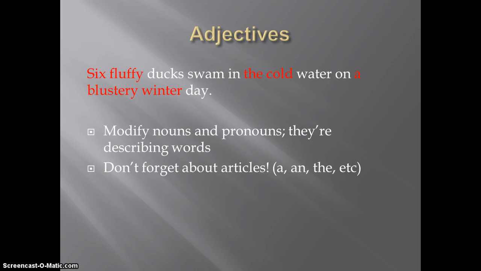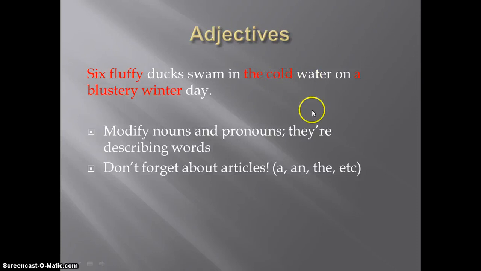Adjectives, they're describing words. They describe or modify. When you hear the word modify, it just means it's describing or placing additional information with. So adjectives modify nouns and pronouns. So 6 is how many ducks. Fluffy is what kind of ducks swam in the cold water. Don't forget the is an article. It is an adjective because it describes whether it's just a general a or a specific the.